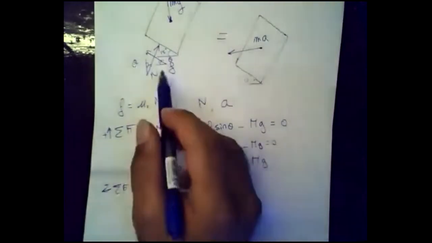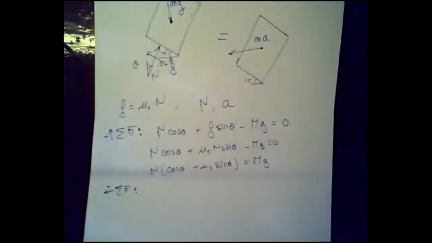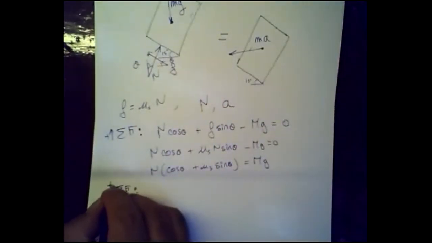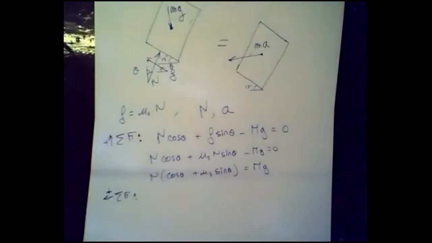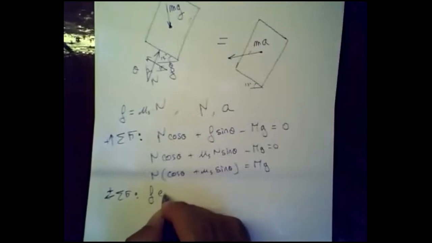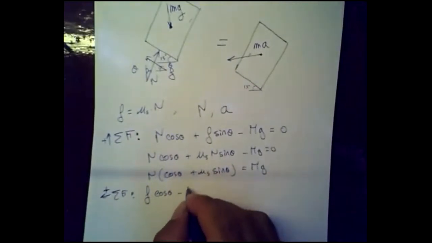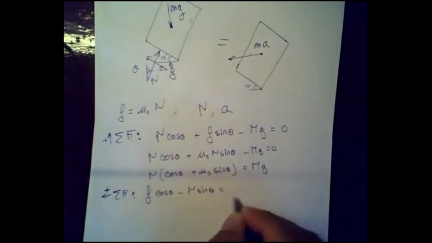Right now, if I want to sum the forces in the horizontal direction, what am I going to end up with? Can someone tell me what are the forces in the horizontal direction going to the left? F cosine theta minus N sine theta. Exactly, so it's going to be F cosine theta minus N sine theta is going to be equal to MA.